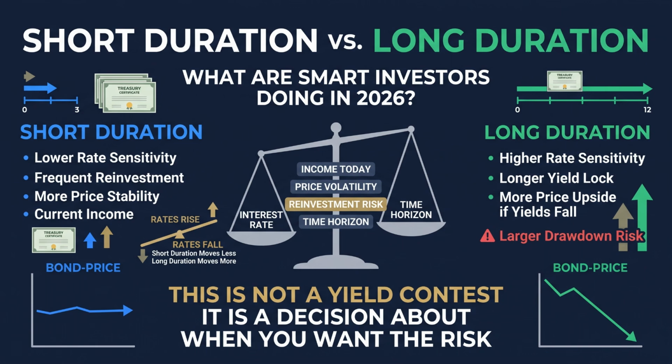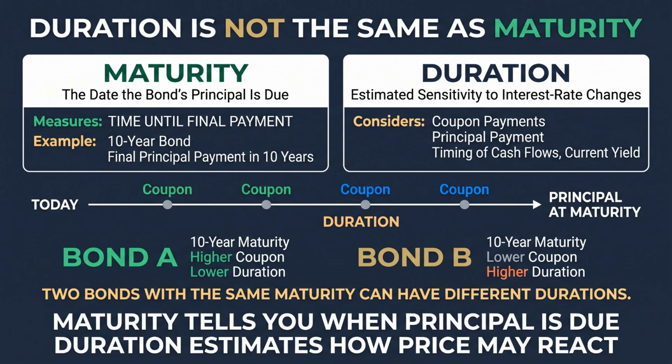And before comparing the two sides, we need to clarify one term that is frequently misunderstood. Duration is related to maturity, but they are not the same thing. Maturity tells us when a bond's final principal payment is scheduled to occur. If an investor buys a 10-year Treasury, the maturity date is approximately 10 years from issuance. Duration answers a different question. It estimates how sensitive the bond's market price may be to changes in interest rates.